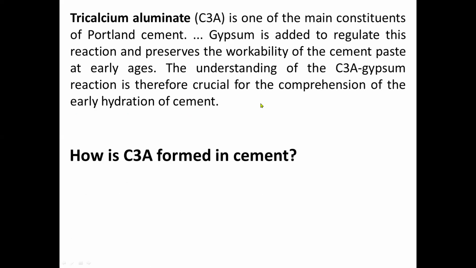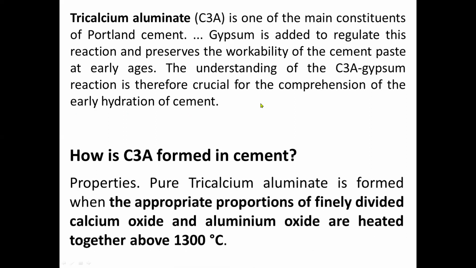Paano ba nabubuo ang C3A sa semento? Okay? How is C3A formed in cement? Properties. Pure tricalcium aluminate is formed when the appropriate proportions of finely divided calcium oxide and aluminum oxide are heated together above 1,300 degrees Celsius.